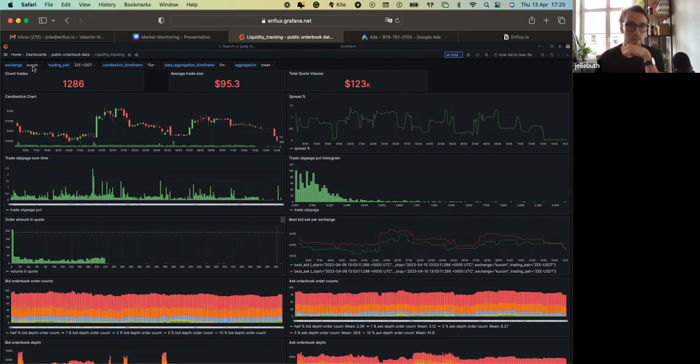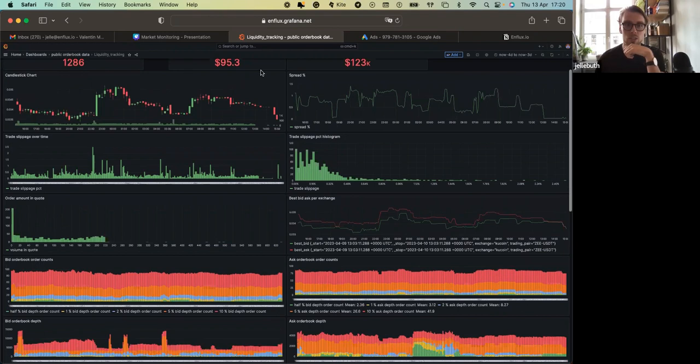We can select different exchanges that we have tracked for a token. We have candlestick timeframes that we can set here, and we have the data aggregation. If we zoom in, we can even see what the spreads are at a specific second. This is all aggregated for the past 5 minutes on average, or minimum, maximum.